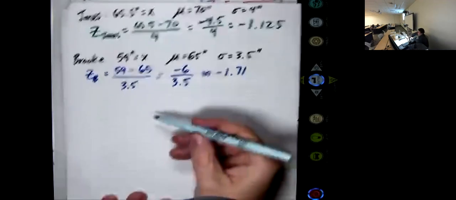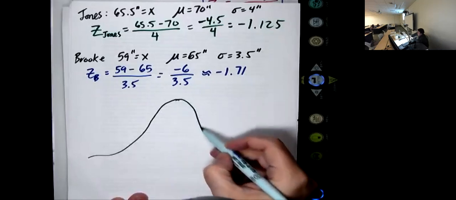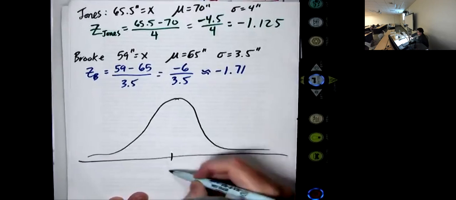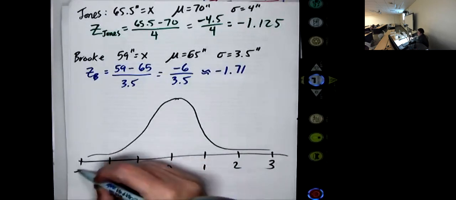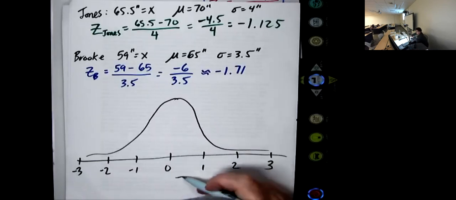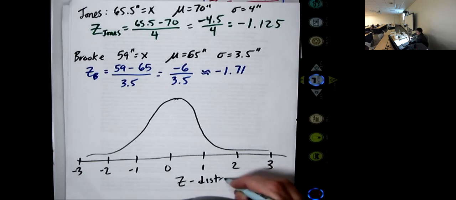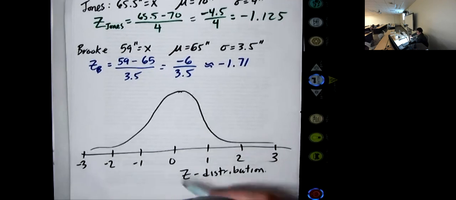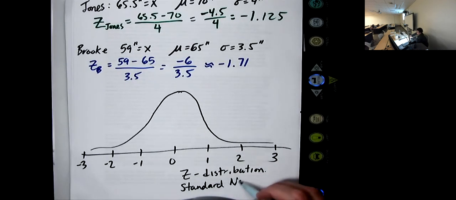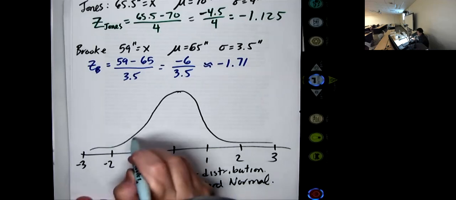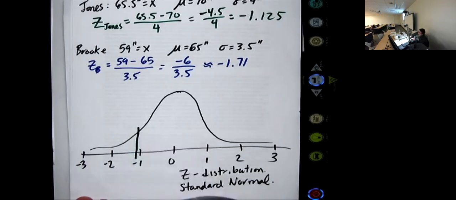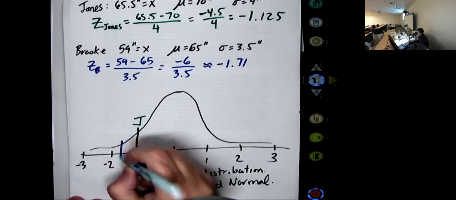So if I draw these on the same curve, the center is 0. And for Z's, we're just counting the number of deviations. Those values are constant, they don't change. This is the Z distribution, also called the standard normal distribution, and you'll see that name again. So where do I show up and where does Brooke show up? Mine, negative 1.125, is below the negative one, but pretty close to it. Brooke is at negative 1.71, which is closer to the negative two.